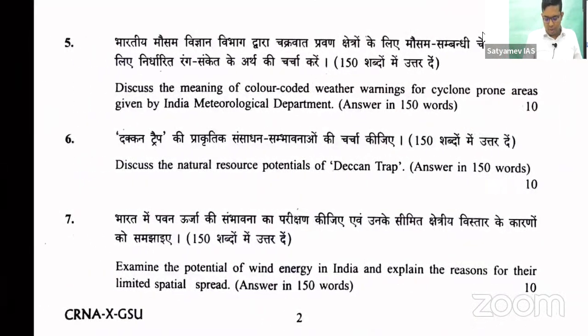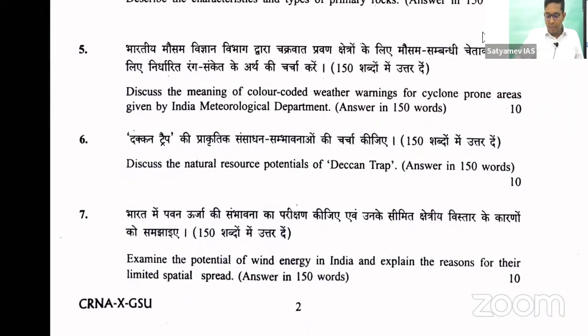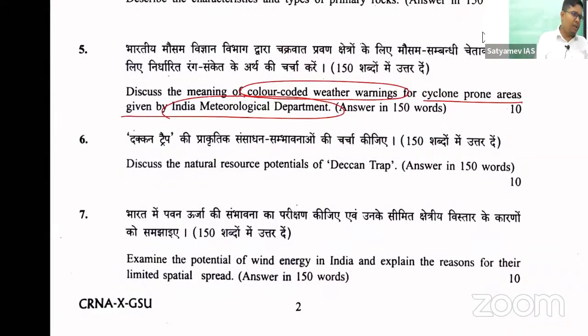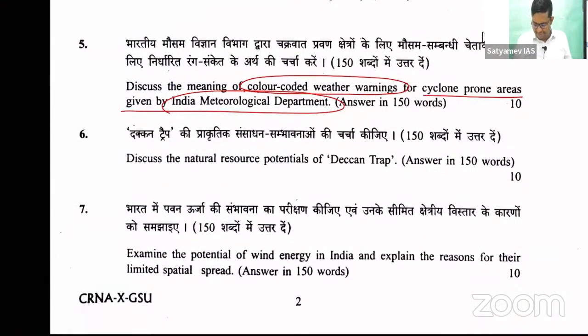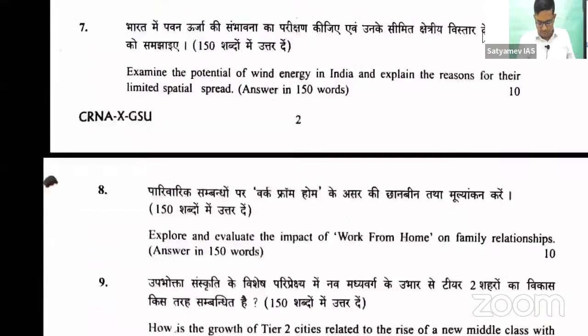Next question. Look at this question. Discuss the meaning of color-coded weather warning for cyclone-prone areas given by IMD. Have you ever seen this warning? When cyclones are there, what do you see then? Only news, also.